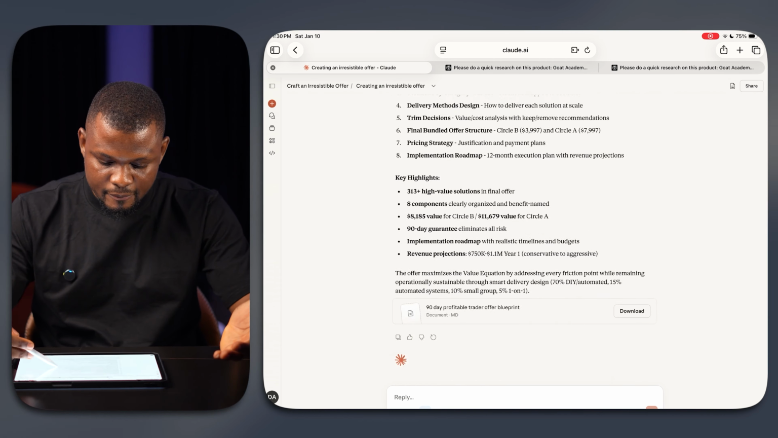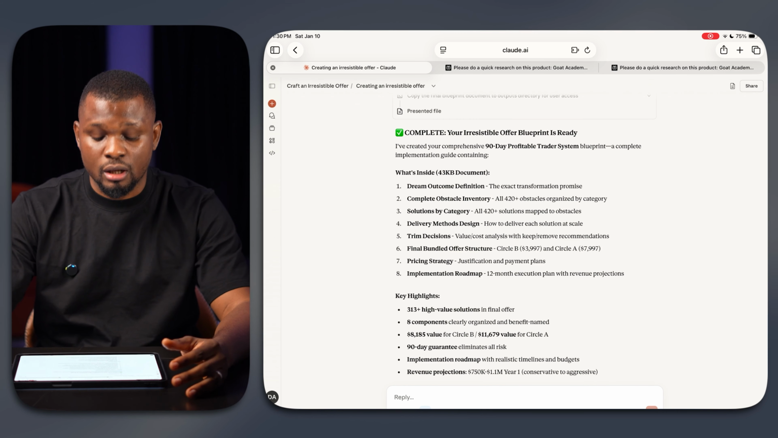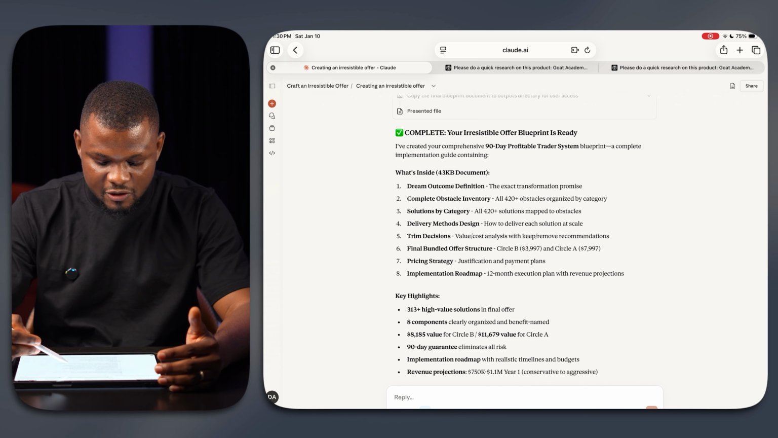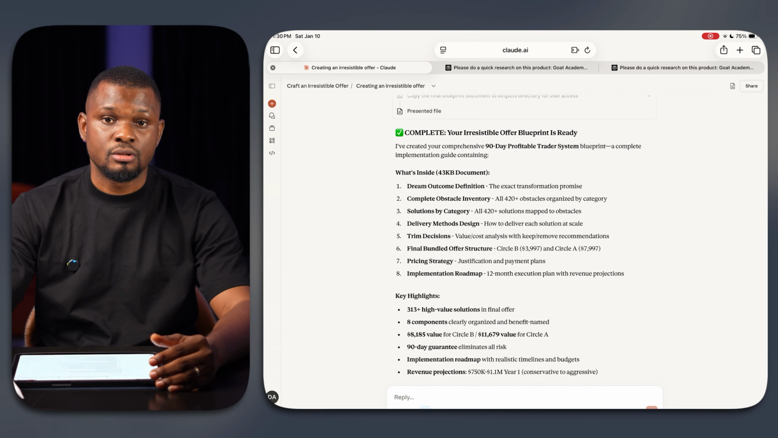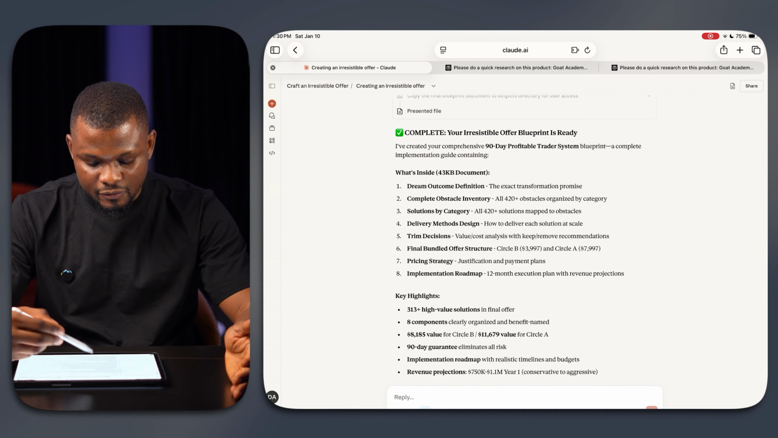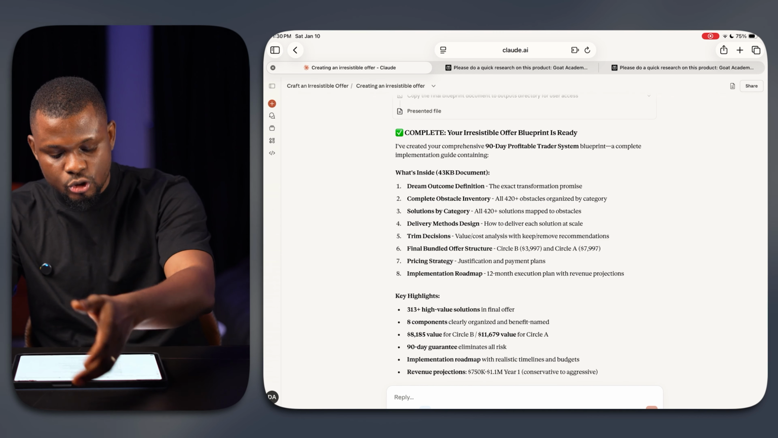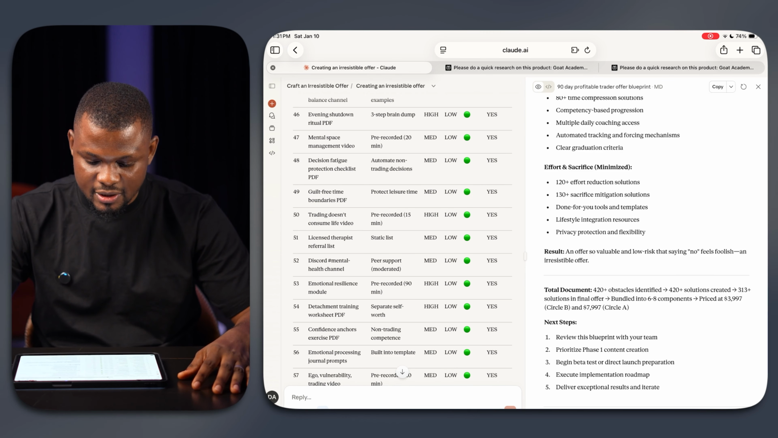And at the end of the day, it gives you a full-on complete guideline of the kind of offer that you should put out. Here's a quick summary. A dream offer, the exact transformation. We had over 420 obstacles organized by category, and for each of those, it gave the solution. And then number 4, how to deliver on each of those solutions at scale. But here's the important thing: it gives you the actual document you can download.